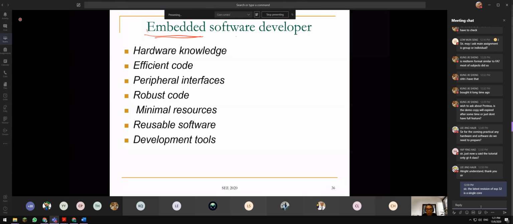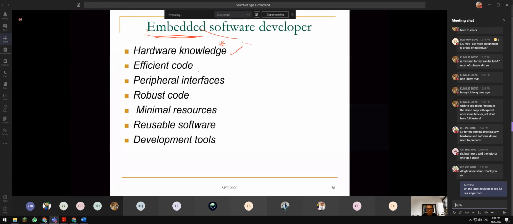First, you need to have very good hardware knowledge. If you're using PIC24, and you don't know the input-output pins, you don't know all the information and the details of the hardware, then you can't be an embedded software developer. So this is very important. This means that your hardware knowledge needs to be very, very strong.